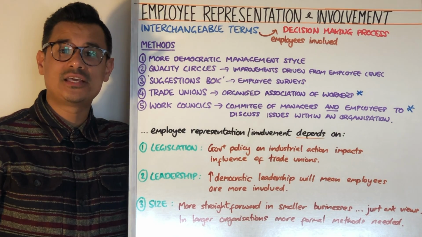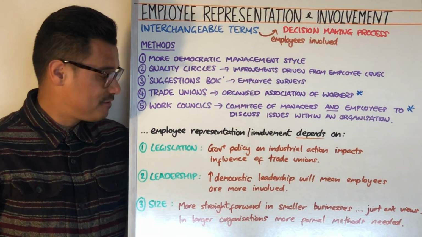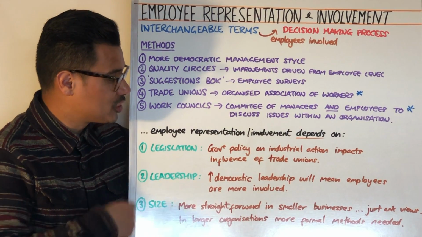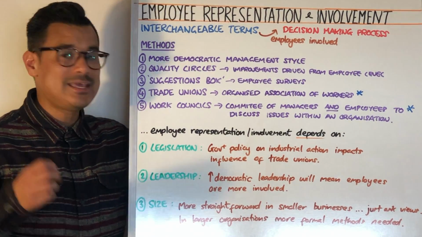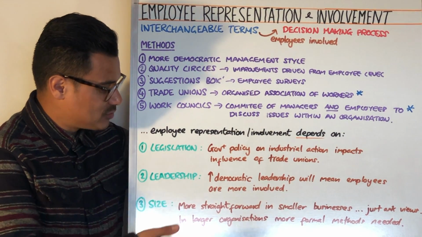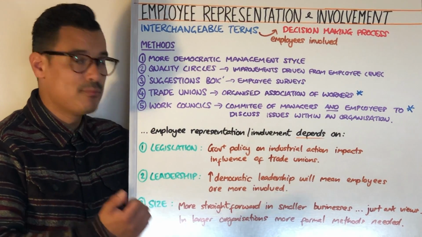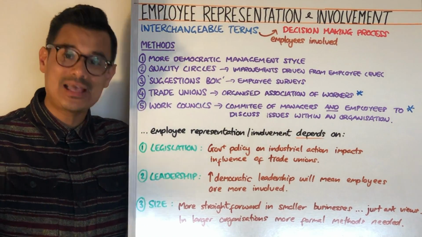The next thing to consider is that employee representation or employee involvement depends on certain factors. The first is legislation. So government policy on industrial action impacts the influence of trade unions. Number two is leadership. As we said before, a more democratic leadership style will mean employees are more involved, and a more autocratic one means they're less involved.